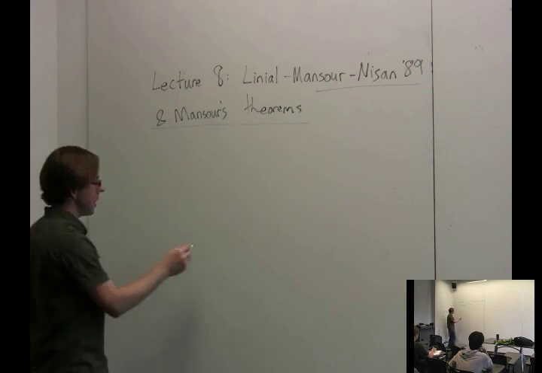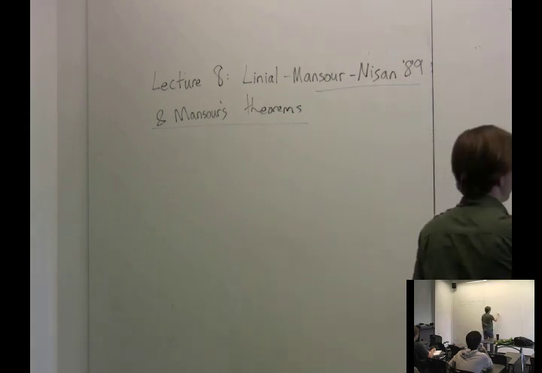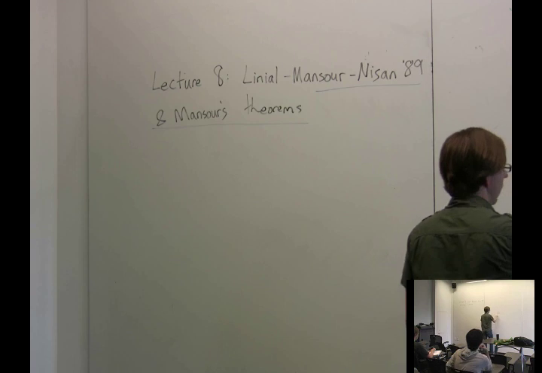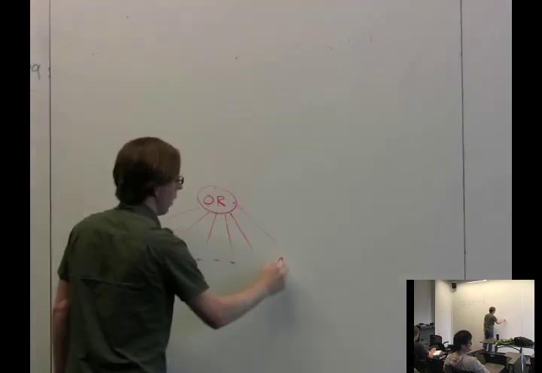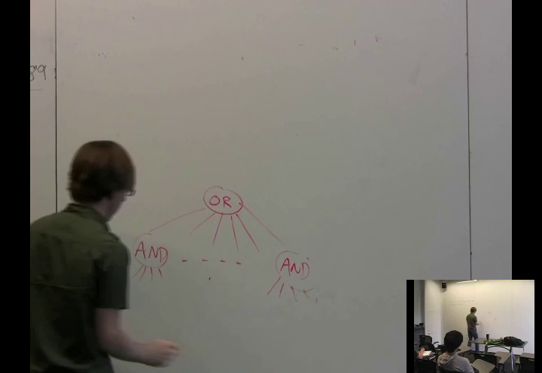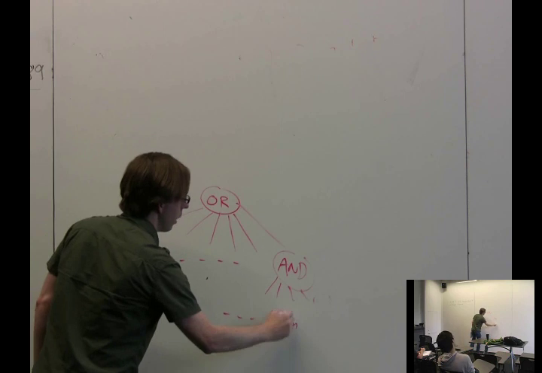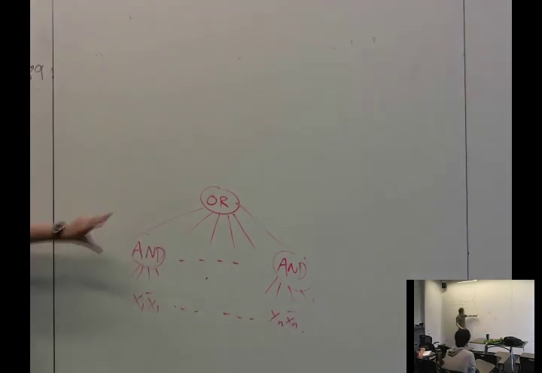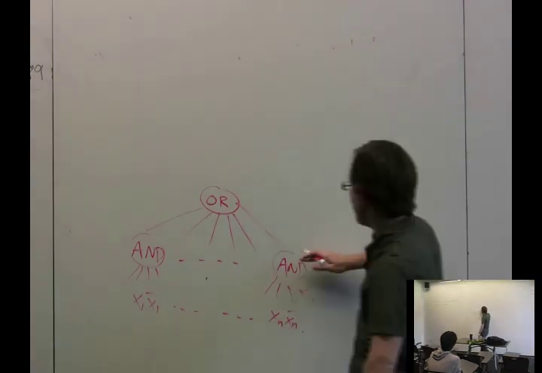OK, so you remember last time we talked about DNFs and CNFs. So DNF, remember, looks like you got an OR gate, and then a bunch of AND gates. And then they fan out to the variables and the literals. So you can imagine writing x1 and x1 bar down here through xn and xn bar. OK, that's a DNF. If you interchange ORs and ANDs, it's called a CNF. And yeah, today we'll talk about the generalization to constant depth circuits, which, as you may guess, is just now you have more layers of ANDs and ORs.